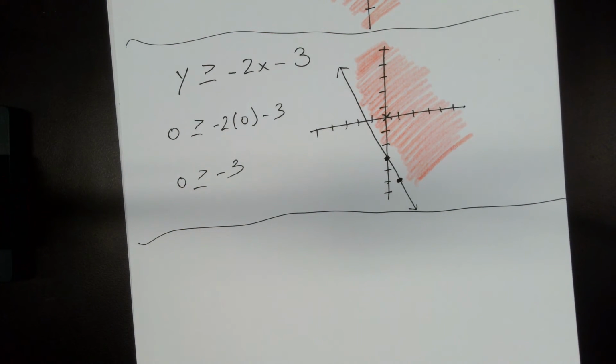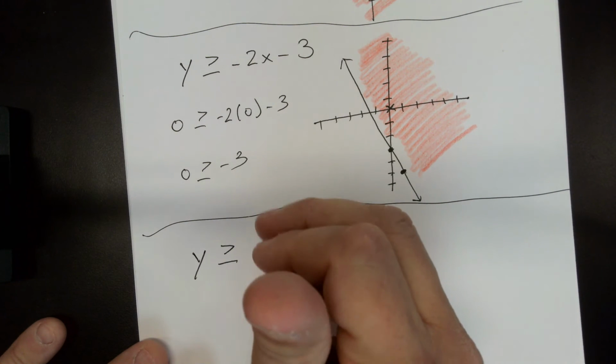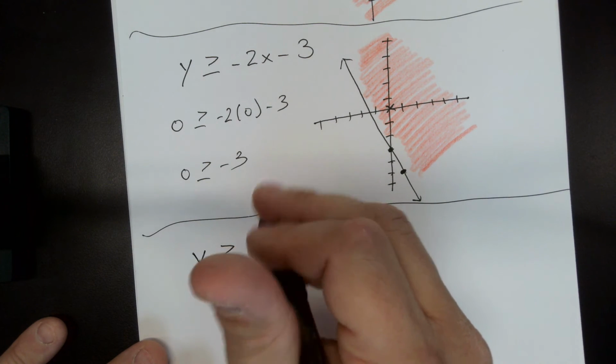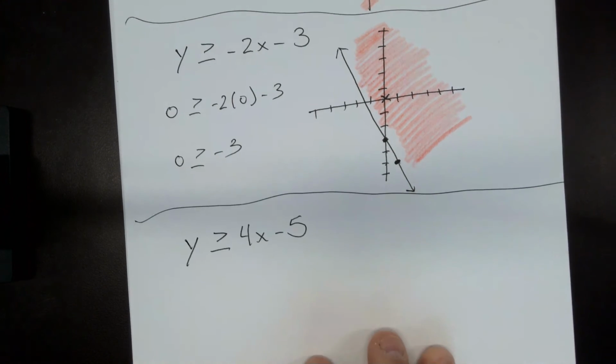Hey, welcome back. Here we go. Y is greater than or equal to 3/4 x minus 5. Graph it.